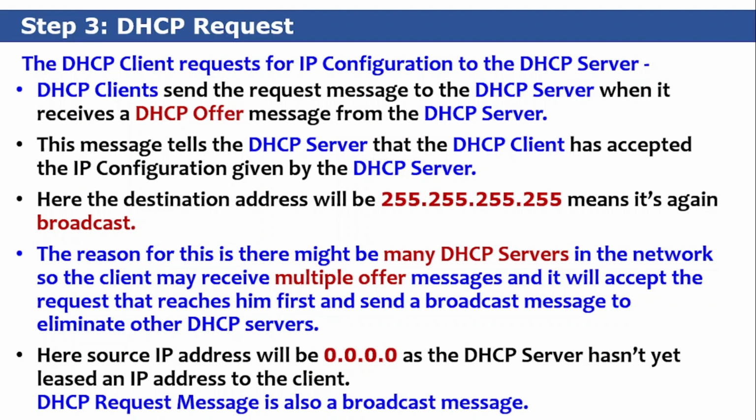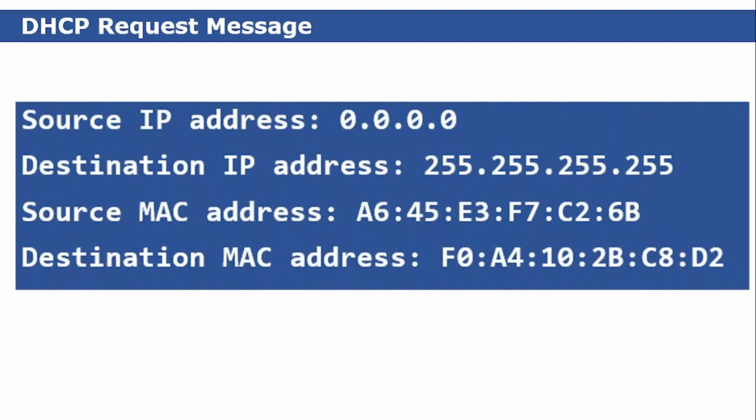Now here again the source IP will be all zeros, as the DHCP server hasn't yet leased any IP address to the client. And the DHCP request message is also a broadcast message. So here is how our DHCP request message looks. Source IP all zeros, destination. Here the source MAC address is the MAC address of the DHCP client, and the destination MAC address is the MAC address of our DHCP server.